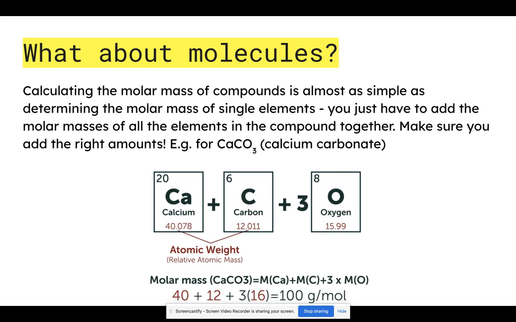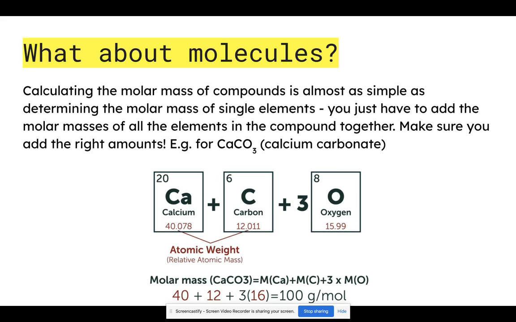So you find the molar mass of each of the individual elements that make up your compound, and then you add them all together. But the one trick there is that you have to make sure that you add the right number of each one of those atoms. So for example, for calcium carbonate, I have one calcium atom, one carbon atom, and 3 oxygen atoms in one molecule of calcium carbonate. Remember, that little number tells you how many of the element to the left of it there are in the molecule.